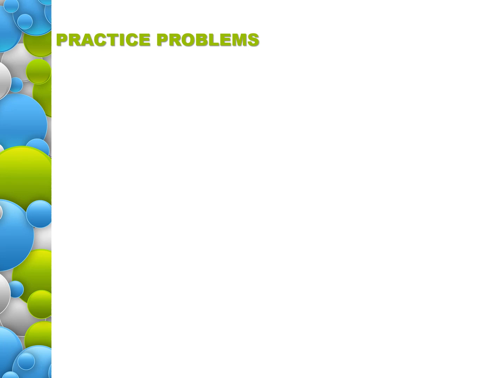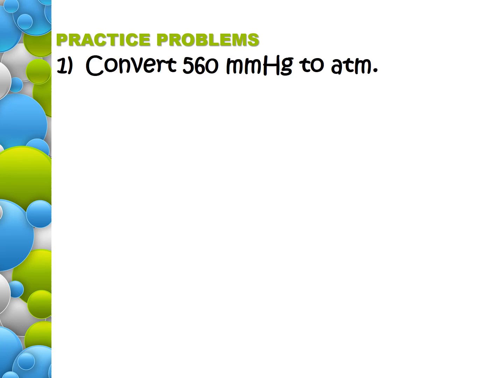Okay, we're going to do some practice problems. You're going to start with the given over 1. It's a one-step conversion again. Start with the given over 1. So here's the first practice problem. Your given is 560 millimeters of mercury. Put that over 1, draw a conversion factor. We're trying to get to atm.